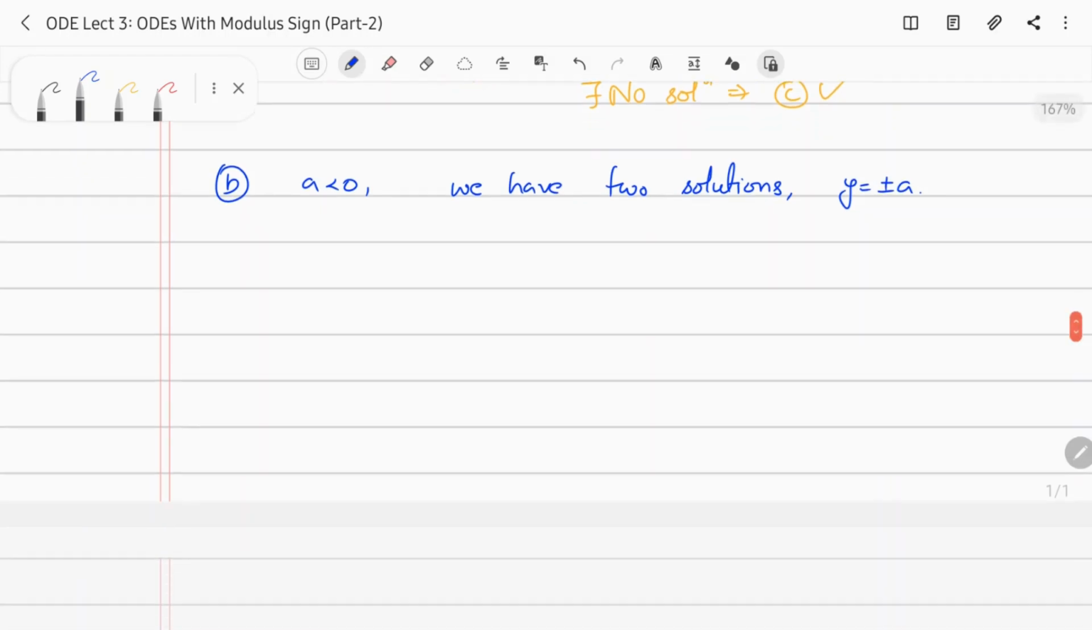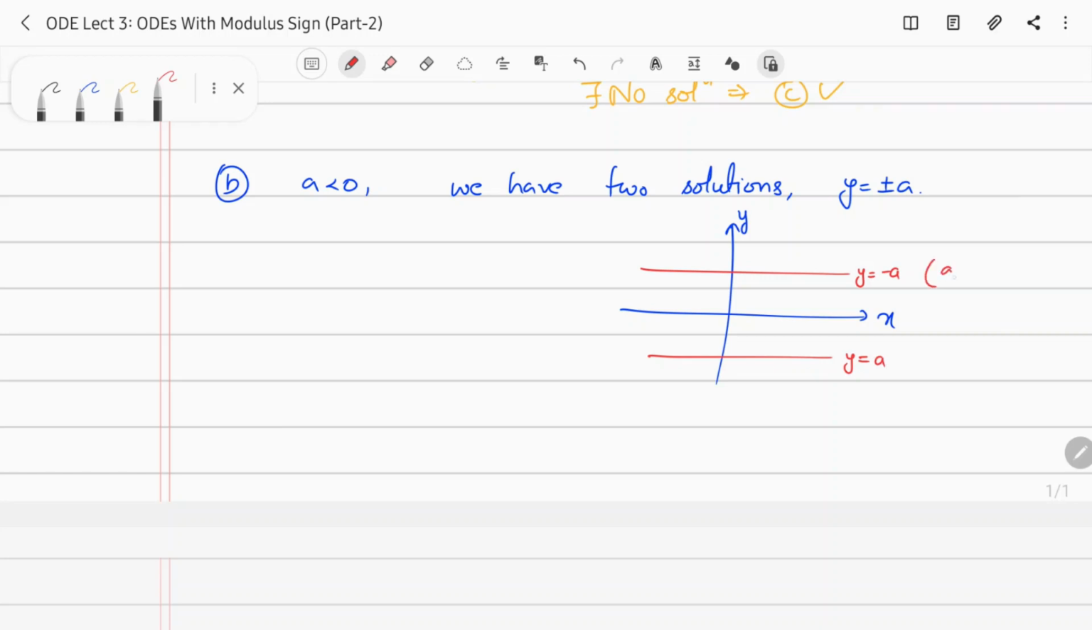If I plot these two solutions on coordinates, let us say x and y, this is y equal to minus A, and this is y equal to A. Why am I saying this? Because A is less than 0. If I take A less than 0, then minus A will be positive and A will be negative, right? You need to understand why I'm writing y equal to minus A and y equal to A here in the negative part, because we are taking A negative, right?